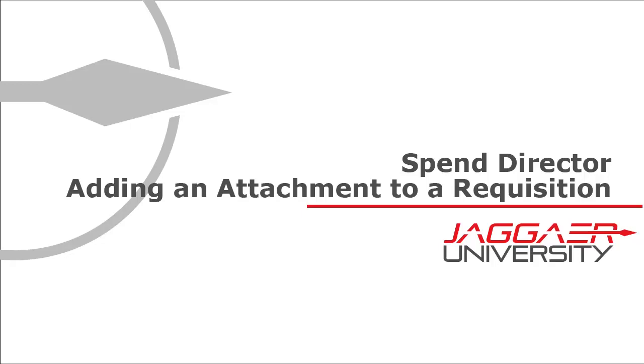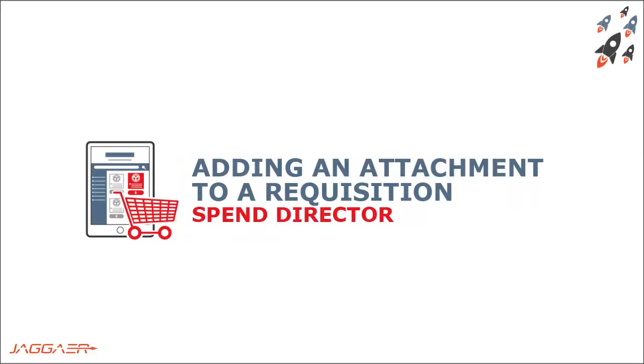This lesson will demonstrate how to add a file attachment or URL to a requisition document in Spend Director. Attachments can be added to pending requisitions in effort to provide supplemental documentation in the form of either a file attachment or URL link. Some examples may include order forms, payment documentation, soft copies of contracts, or website pages.